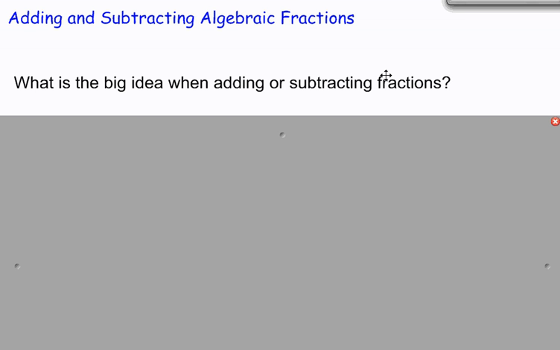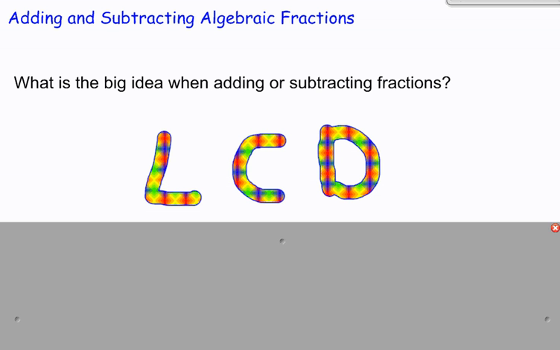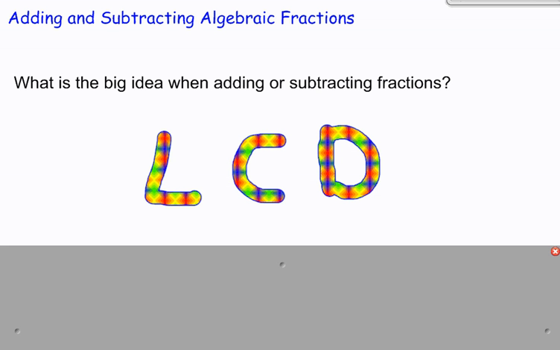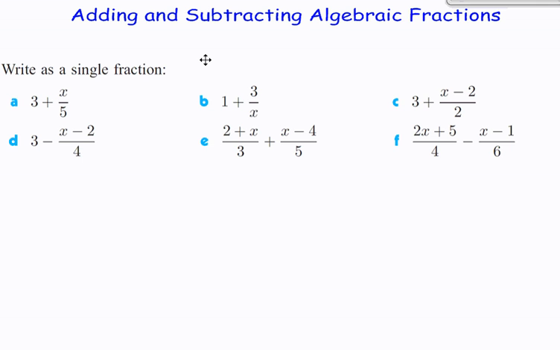Alright, today we're going to look at adding and subtracting algebraic fractions, or what are also called rational expressions. The big idea when adding or subtracting algebraic fractions, or any kind of fraction, is that we need the lowest common denominator. We need to be sure that when we're adding or subtracting fractions, they do have the same denominator before we can do anything. So we'll look at a couple examples.